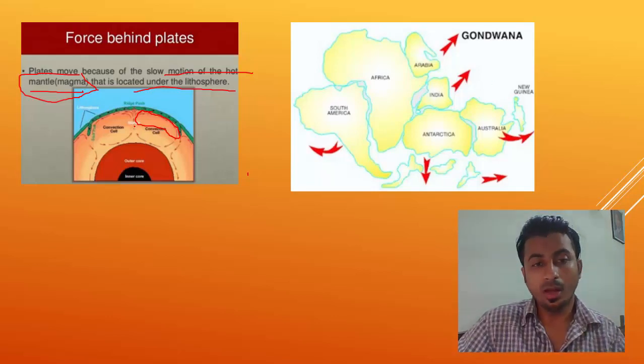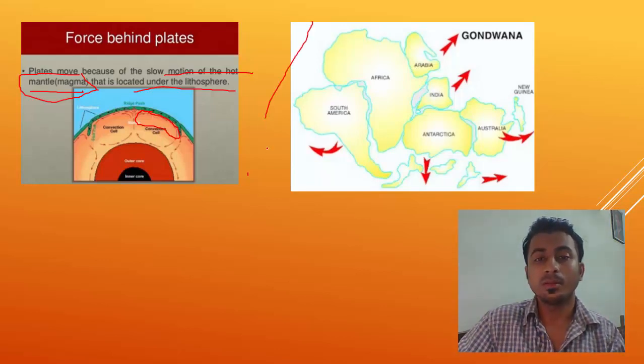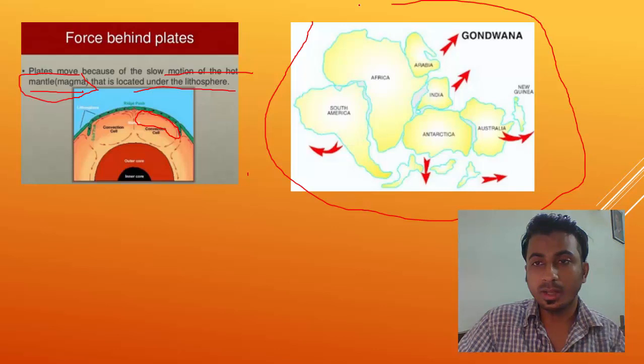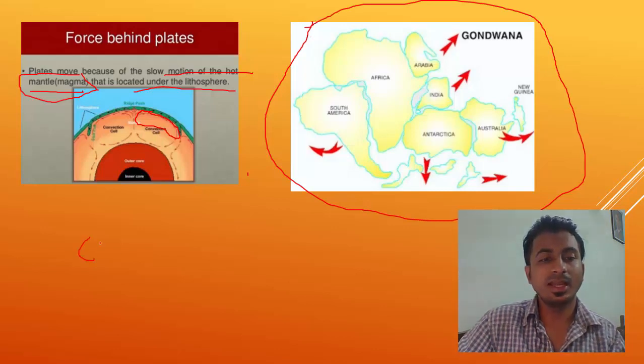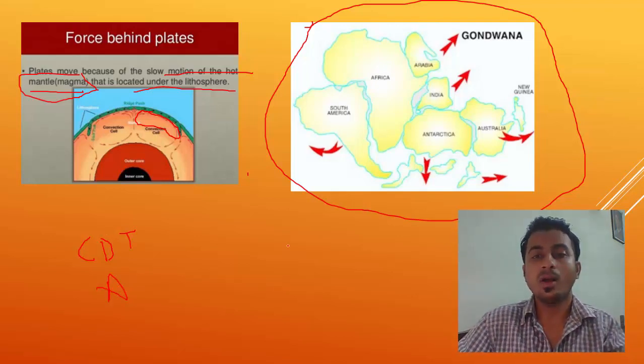Now I've told you about how land moves, how the land portion of earth moves. Now I will tell you about it by the continental drift theory, CDT. This was given by Alfred Wegener. So what he said is that continents are moving. How? Because of convective magma currents.